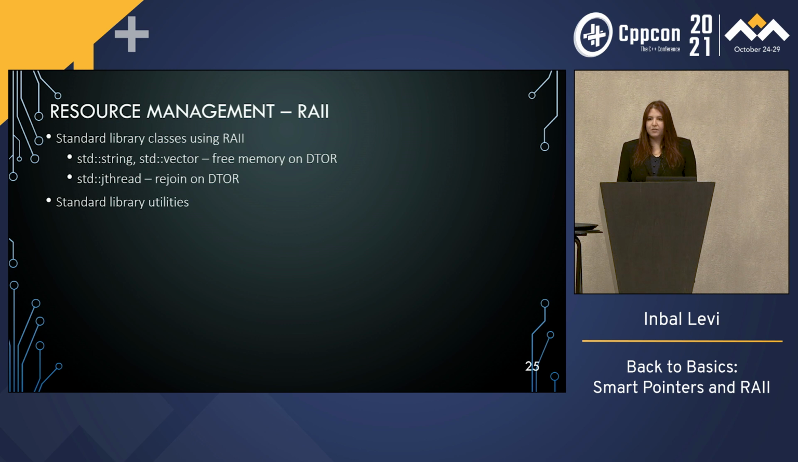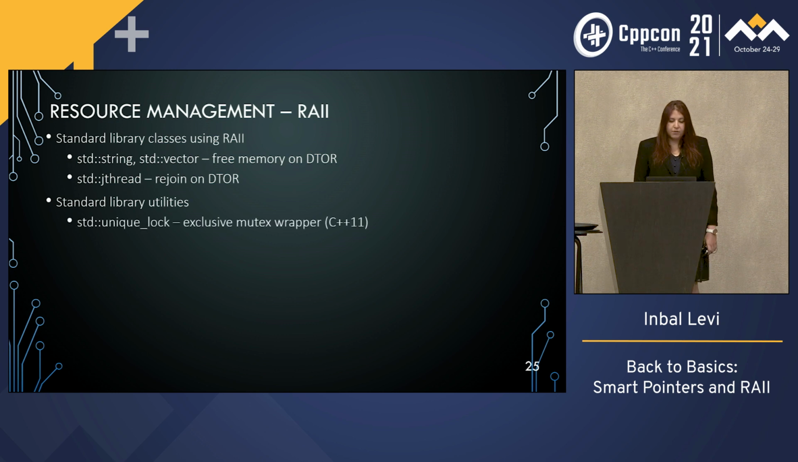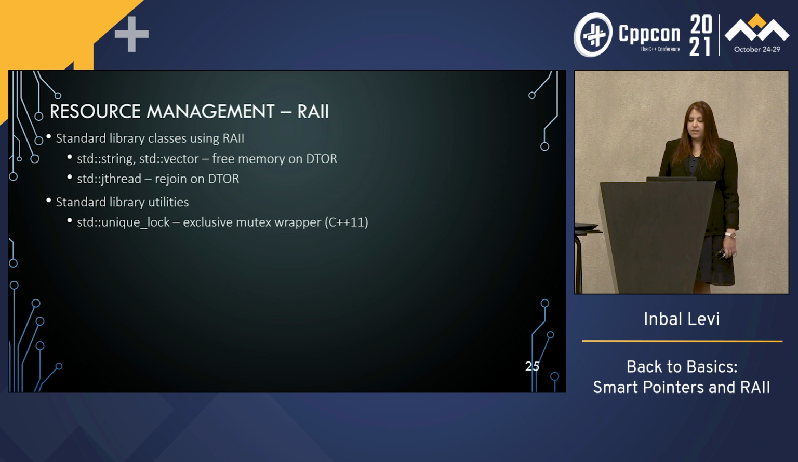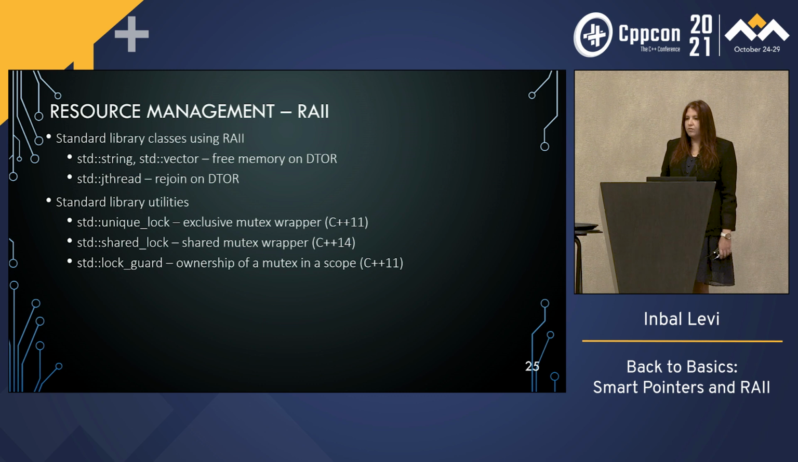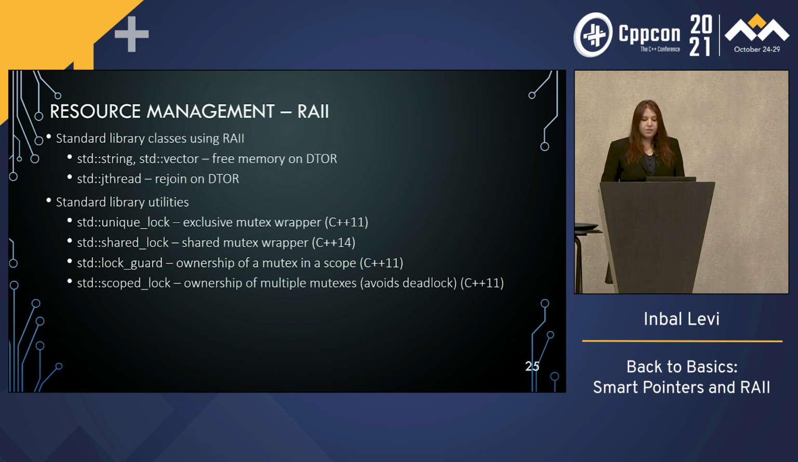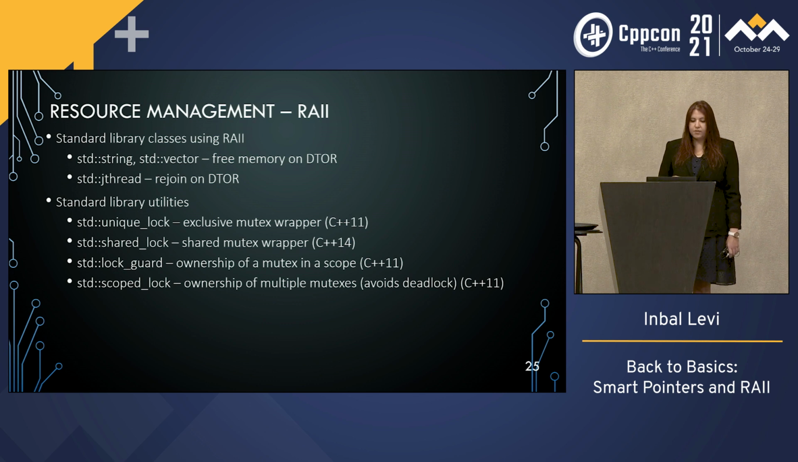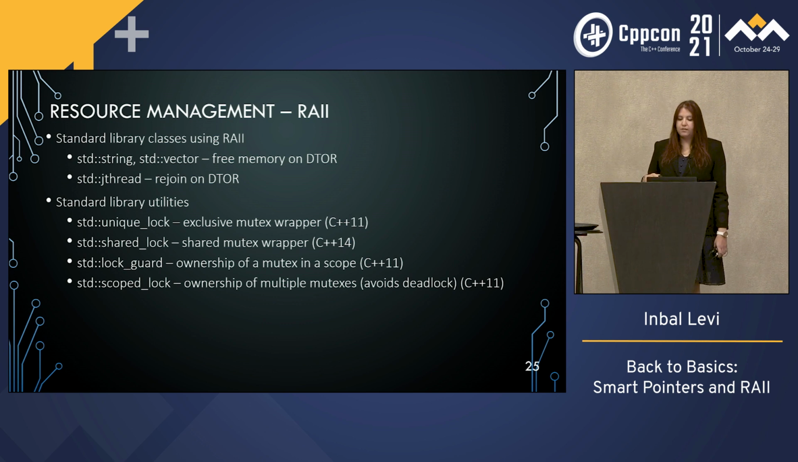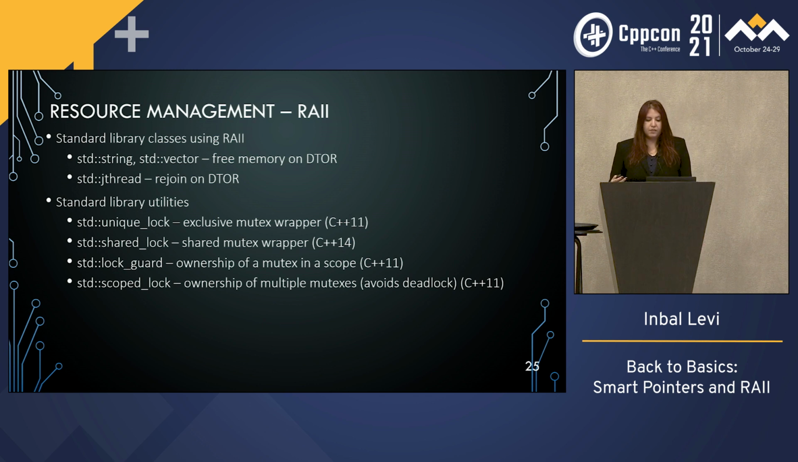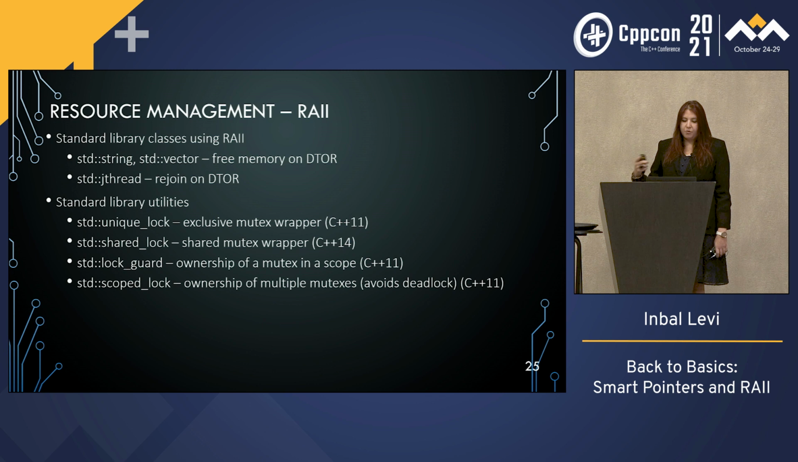There are also some standard library utilities that you can use. For example, unique_lock, which is an exclusive mutex wrapper. Shared_lock, which is a shared mutex wrapper. Lock_guard, which takes ownership of a mutex in a scope. And what is probably preferred for usage is scoped_lock, which takes ownership of multiple mutexes, but it also has an internal algorithm that avoids deadlock. So if I have two mutexes and they are dependent, I don't want to be in a case where one of them might prevent me from taking ownership of the other. I should use this one.